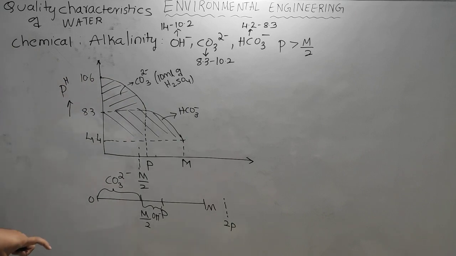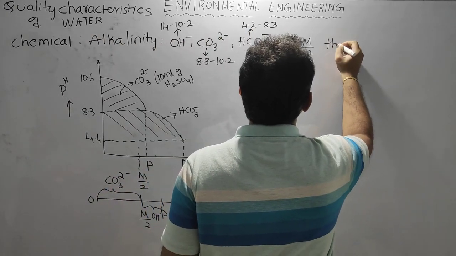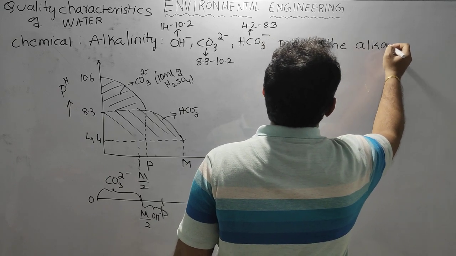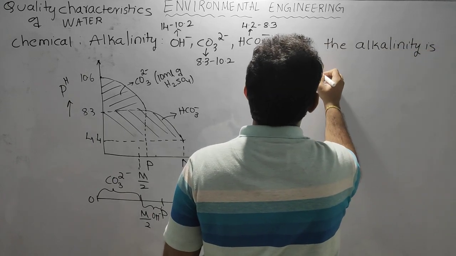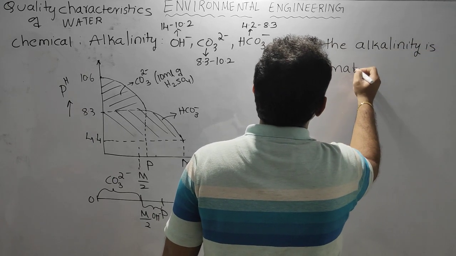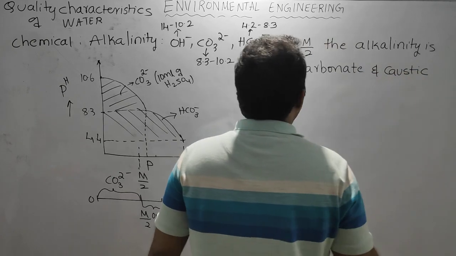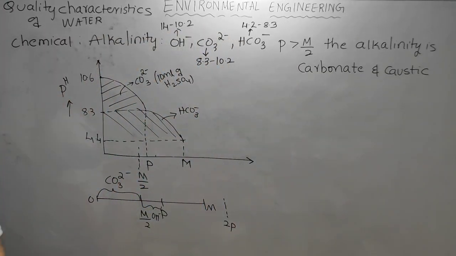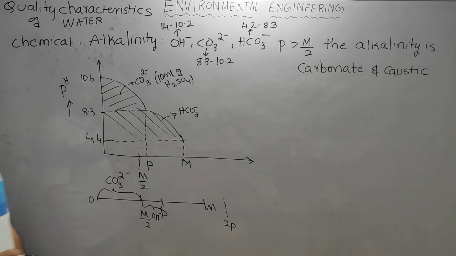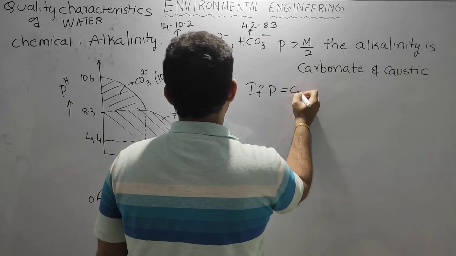That means when P is greater than M by 2, the alkalinity is carbonate and caustic alkalinity. Carbonate and caustic alkalinity. When P is equal to 0. If P is equal to 0.